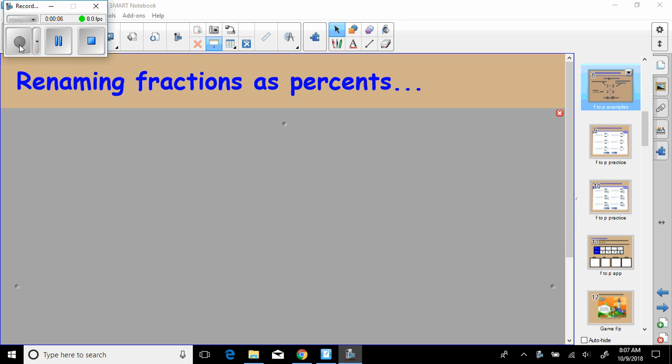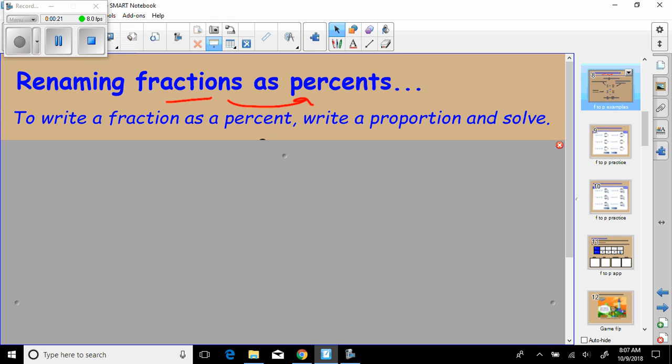All right, in this part of the lesson, we're going to rename or convert or change fractions this time to percents. Okay, so right here it shows you to write a fraction as a percent, you're going to write a proportion. A proportion is nothing other than an equivalent fraction. That's what a proportion is. Okay, we'll get more into proportions later.